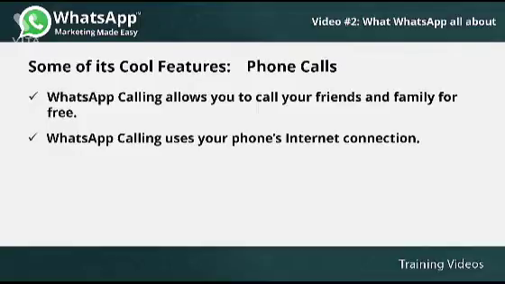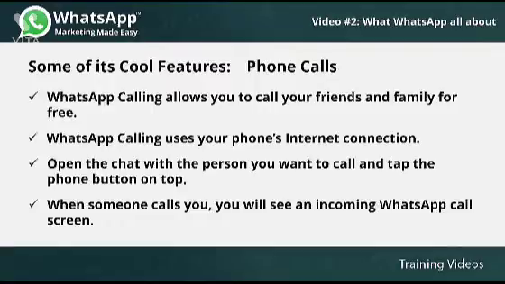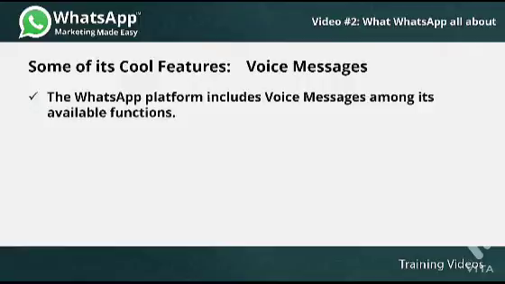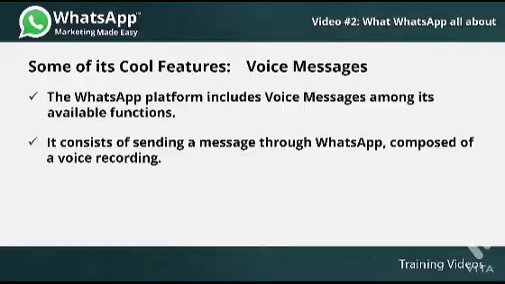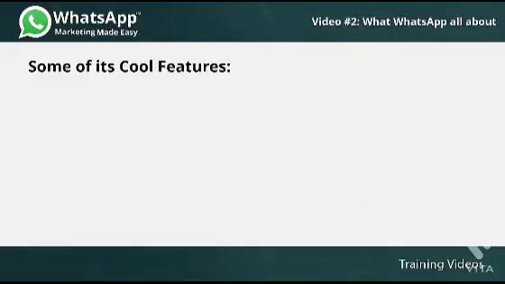To make a WhatsApp call, simply open the chat with the person you want to call and tap the phone button on top. When someone calls you, you will see an incoming WhatsApp call screen. You can tap and slide the green button to answer the call, or slide the red button to decline the call. Voice messages. The WhatsApp platform includes voice messages among its available functions. It consists of sending a message through WhatsApp, composed of a voice recording. It is up to 1 minute, which makes messaging optimal and fast.